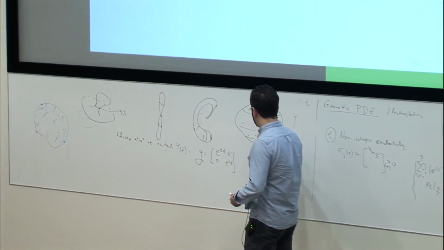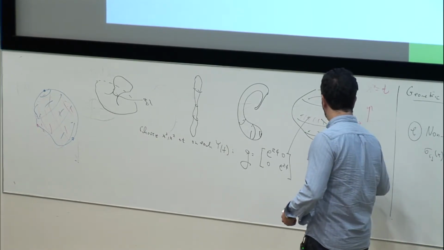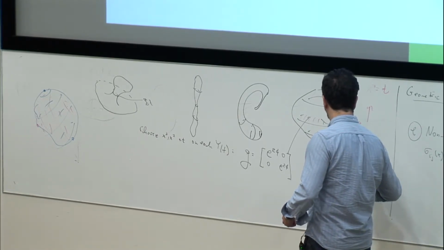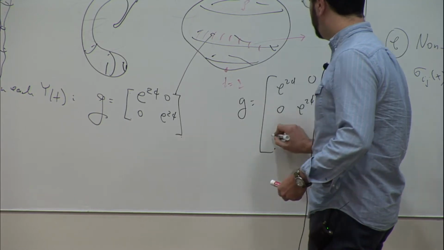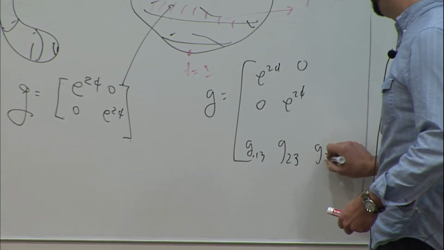Okay, so the total metric G is e to the 2 phi, e to the 2 phi, 0, and 0. And then the remaining components, G13, G23, G33.